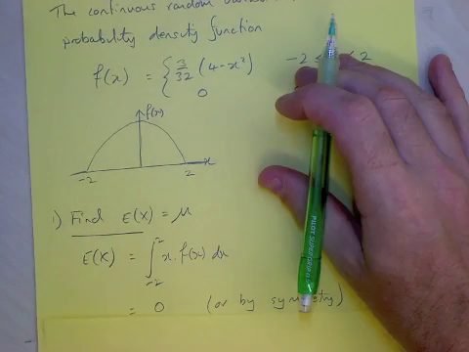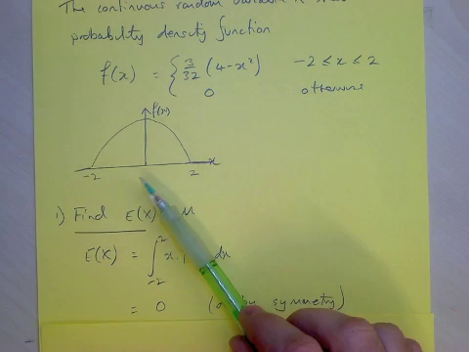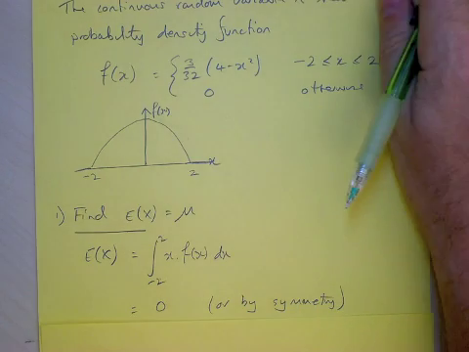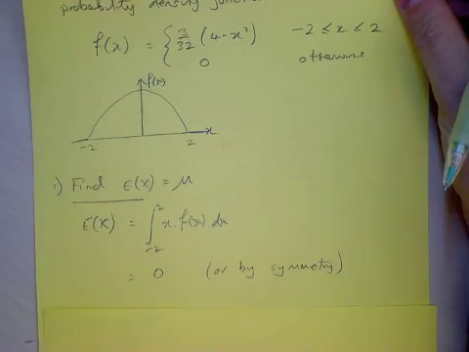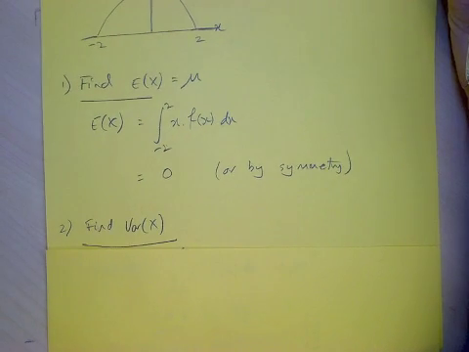Actually, I shouldn't be surprised because this function is symmetrical about 0. So I could have written this answer down if I'd used the symmetrical property that's evident from the diagram. So look out for that as a way of shortening the methods that you're going to be asked to use.